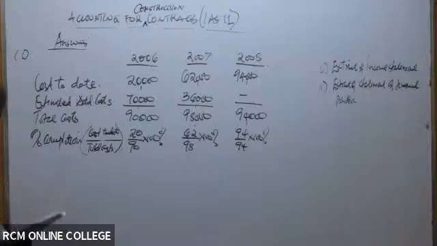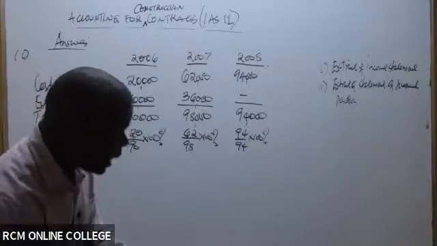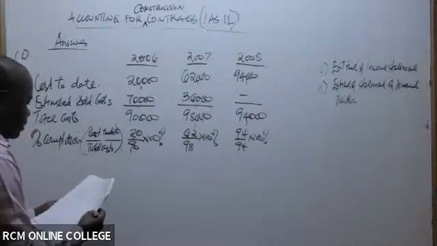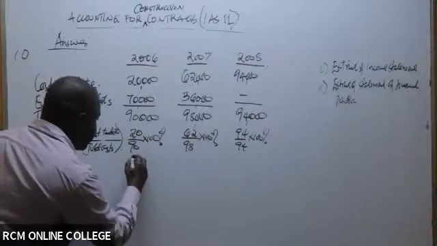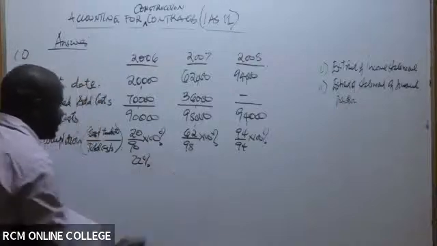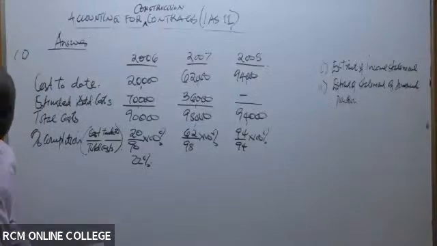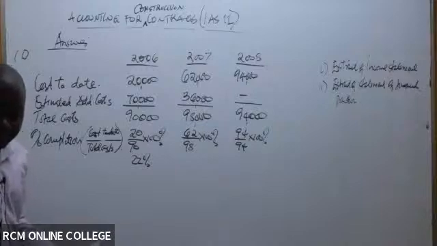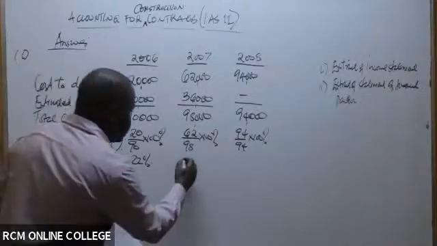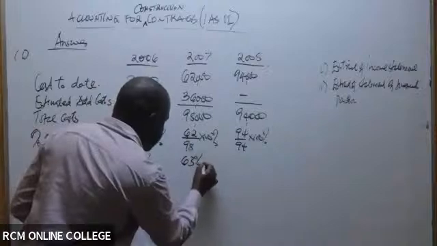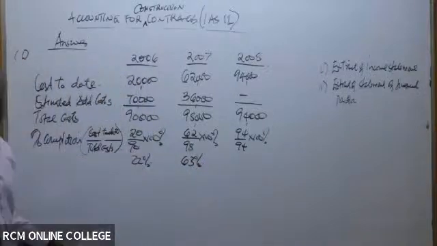Percentage of completion. I can see you are saying 22.22. So you can just round off and say 22%. What about the second year? Unapata nini? I can see you are saying 63. So 63%. What about the third year?